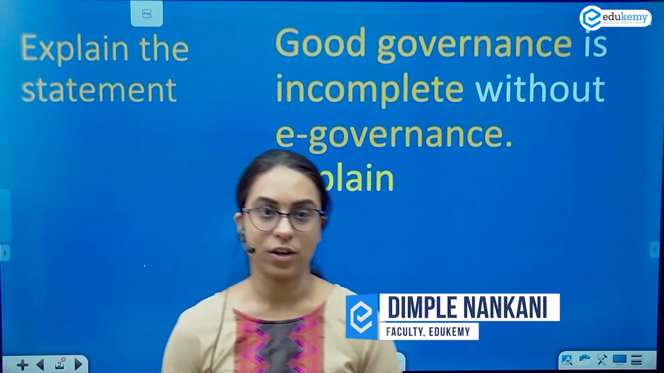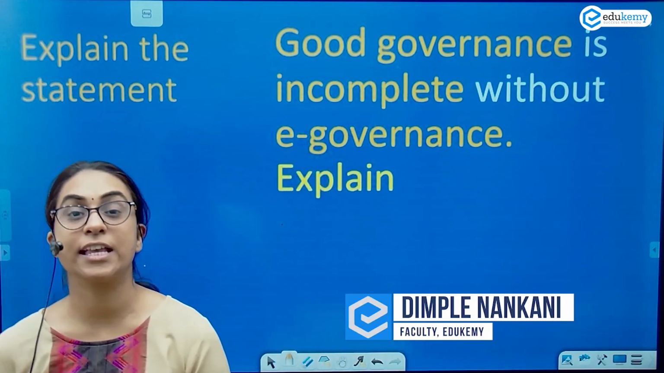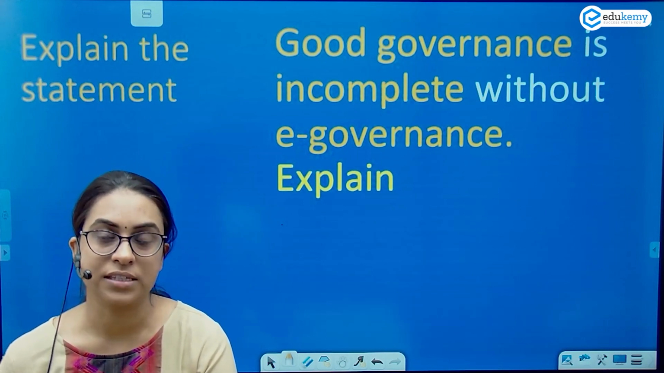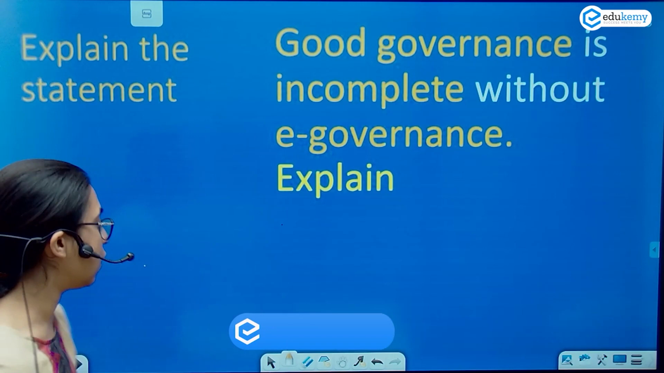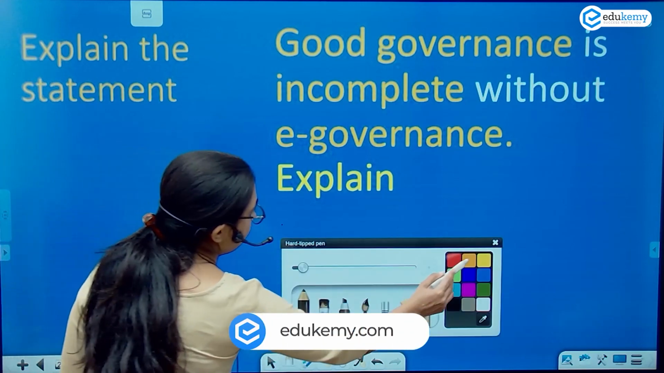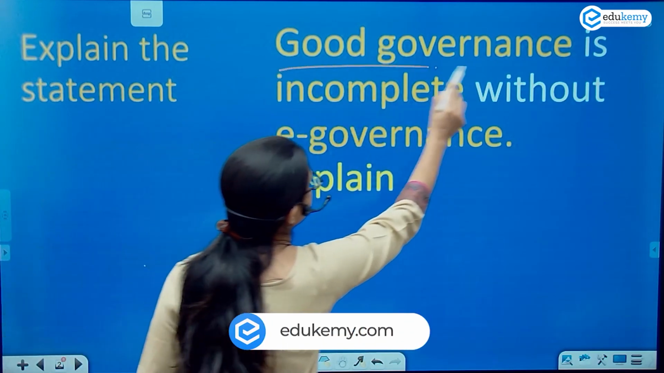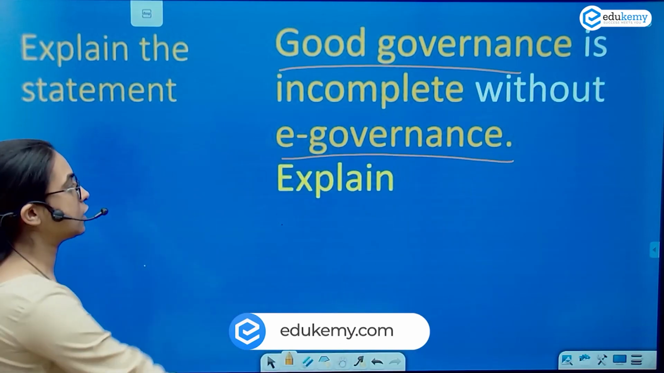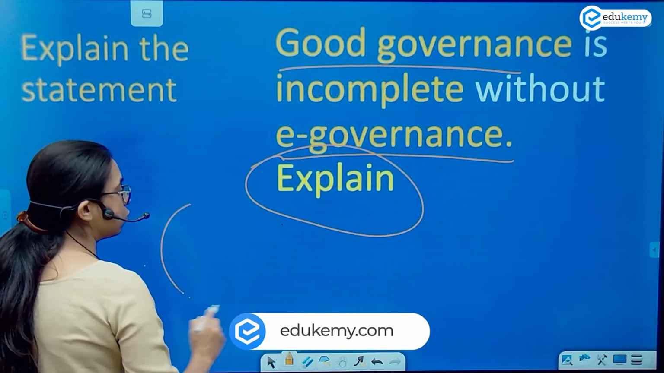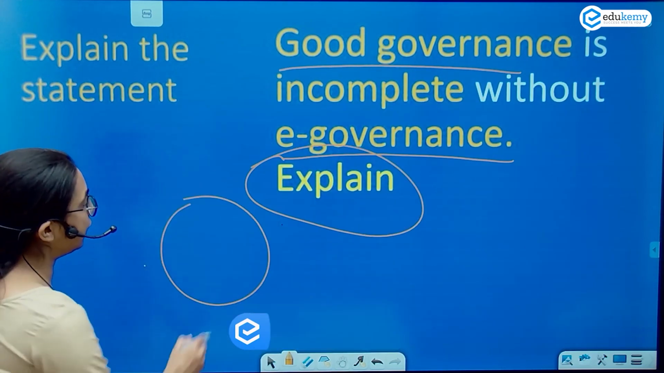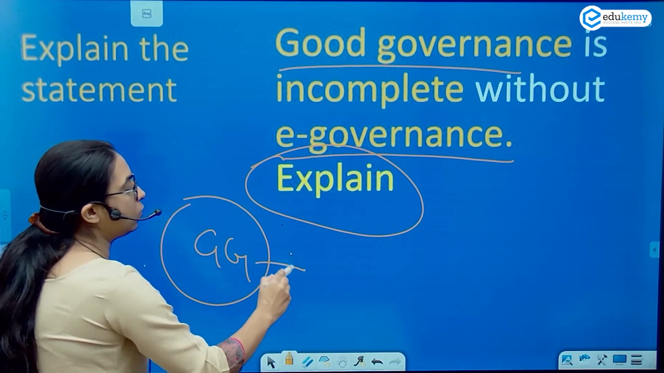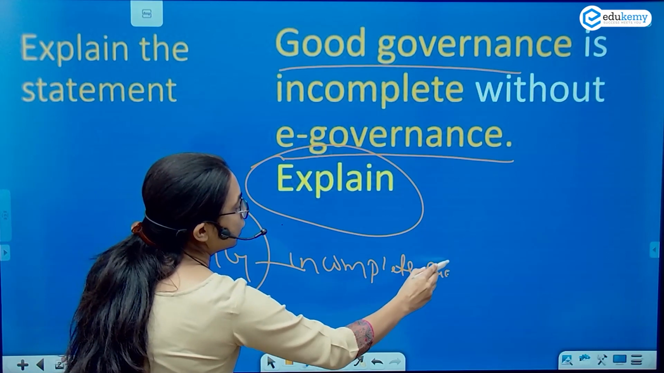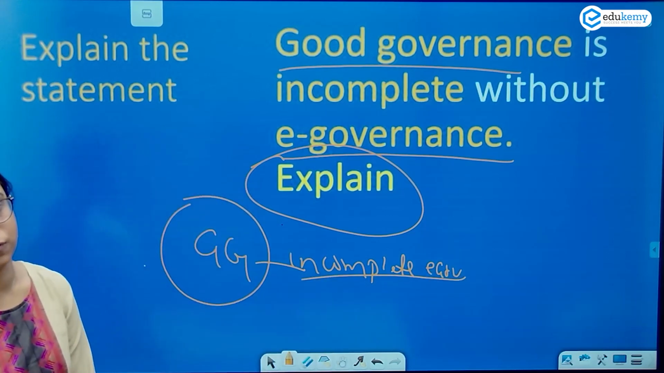Let's start with the question of the day. The question is: explain the statement. Good governance is incomplete without e-governance. So there is one term in your syllabus, good governance. There is another term in your syllabus, e-governance. And it says to explain how good governance is incomplete without e-governance. That you will have to explain.